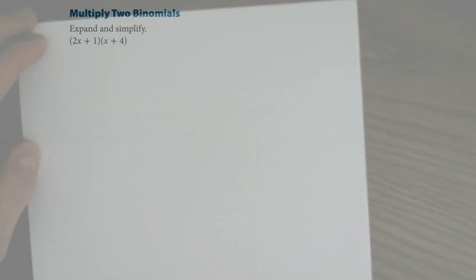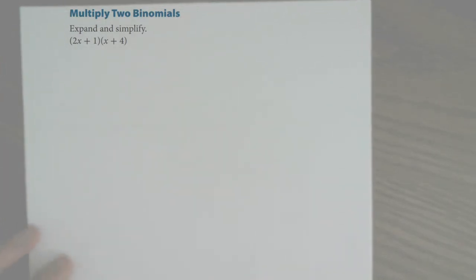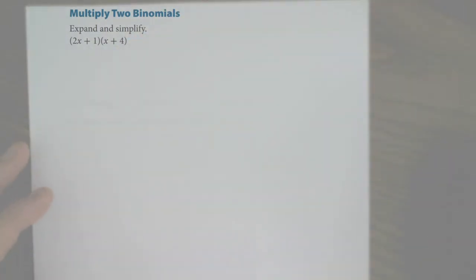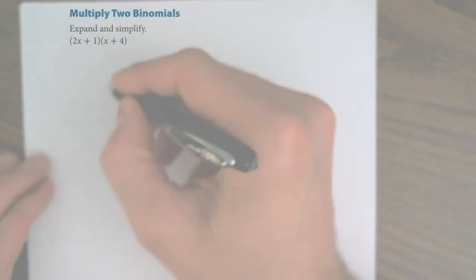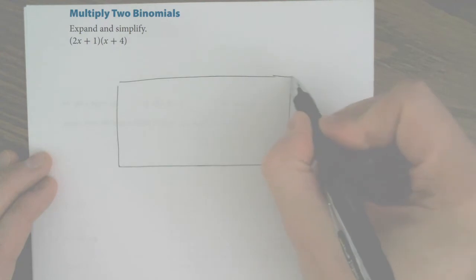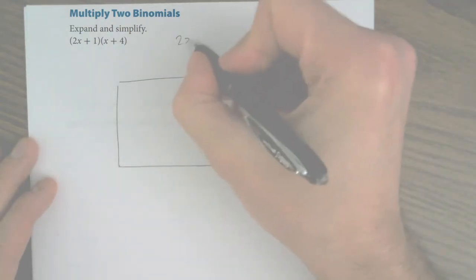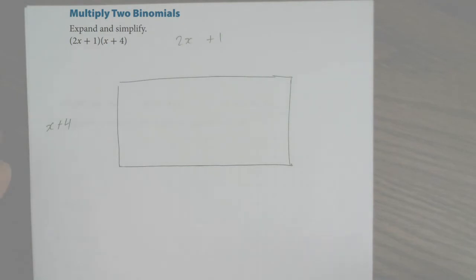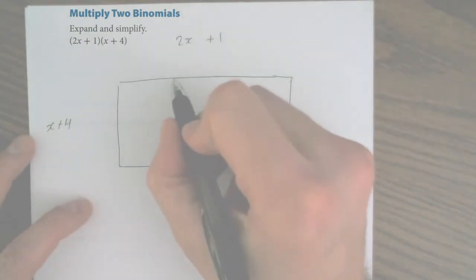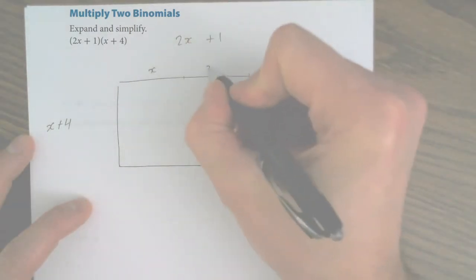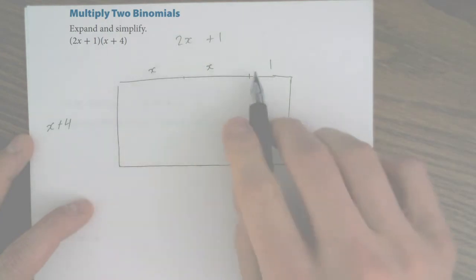So this time around, instead of two numbers, we've got two algebraic expressions. We've got 2x plus 1 and x plus 4. Let's pretend that those represent the length and width of a rectangle. So let's say this is 2x plus 1, and this is x plus 4. We don't know what x is, but we'll mark it on our diagram. So that's x, x, and 1. 2x plus 1.